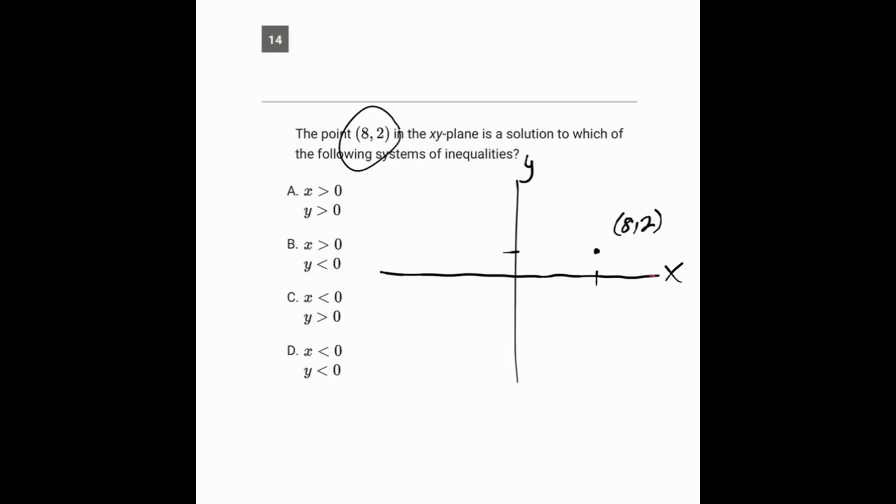Well, this red dashed line here, that's the line y equals 0, because everywhere on that line, the y value would be 0. That's why you're hitting the x-axis. And so if we want to include the point (8, 2), we need to be above that line, because (8, 2) is above that line. So let's just kind of shade this in here. So this right here is the expression y is greater than 0, because we've literally shaded in all the points where y is greater than 0.